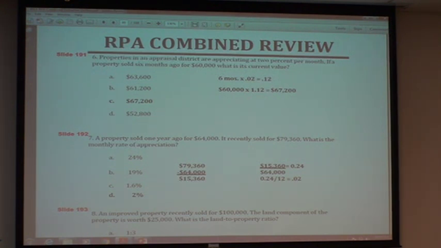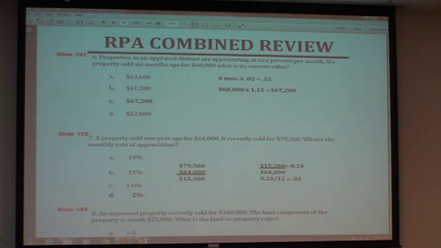Now the next problem you haven't seen yet, so don't let it throw you a curve. An improved property recently sold for $100,000. The land component of the property is worth $25,000. What is the land to property ratio? Now right off the bat, you thought, oh my God, what's it talking about, right? 4 parts.